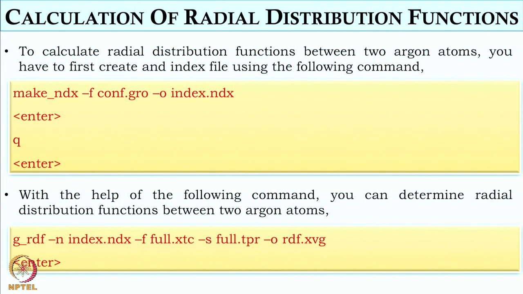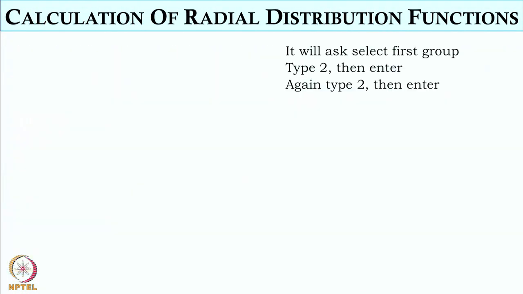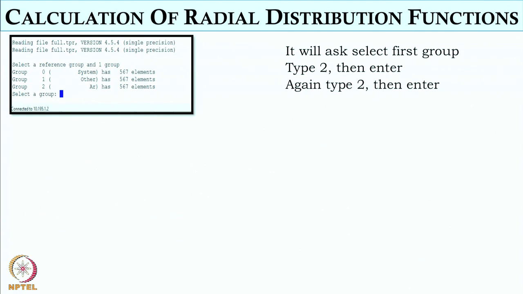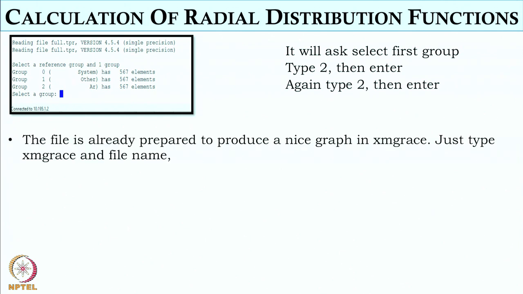So there is the command. After we type this command, it will ask us to select a group. So first we have to type 2 and then enter. It will show something like this, select a group. You type 2 and then enter, and then again you type 2 because it is a radial distribution function between two atoms. So you have to select two groups, and then the file is created as rdf.xvg.